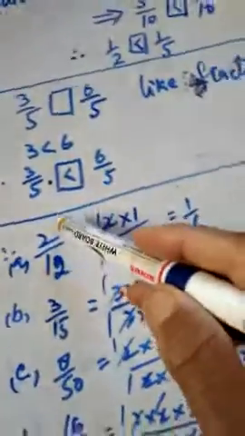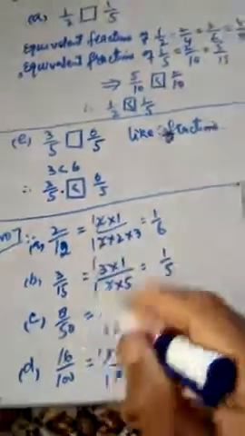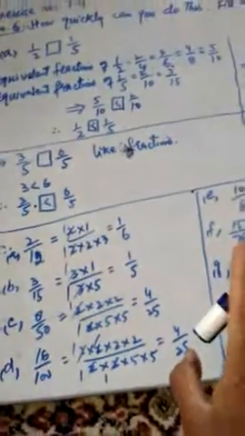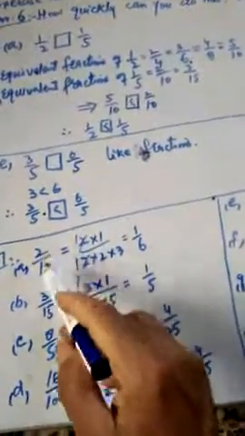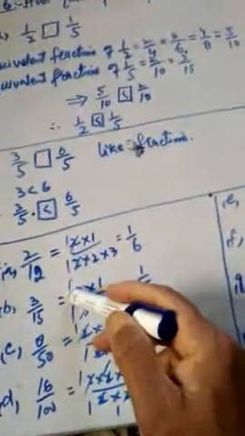They can be arranged only in 3 groups which are equivalent fractions. Here it is question number 7. First of all, 2 by 12. We have to change it first into simplest form. For that, we will find the factors of both the numerator and denominator, and then cancel their common factors.